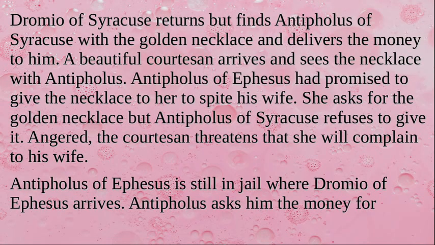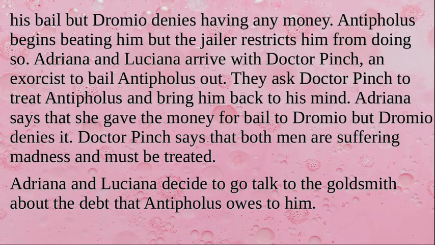Antipholus of Ephesus is still in jail, where Romeo of Ephesus arrives. Antipholus asks him for the money for his bail, but Romeo denies having any money. Antipholus begins beating him, but the jailer restrains him from doing so.